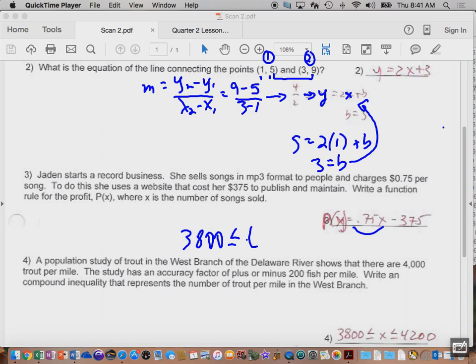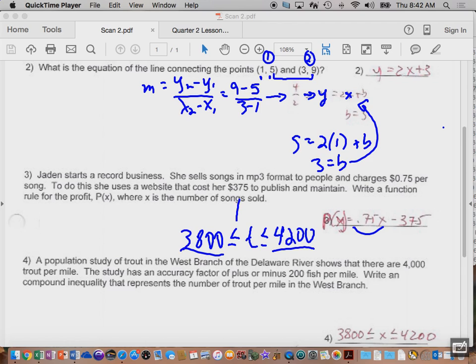And then t or x, I don't really care what you use. And if you're 200 above, what are you? 4,200, right? So the number of trout you have is between 3,800 and 4,200 because there is that slop factor, if you will, plus or minus 200. The biggest mistakes that I saw, there were lots of mistakes made by this, but the 2 that I'd like to focus on. First off, how do you arrive at 3,800 and 4,200? Adding and subtracting to the base amount, 4,000.